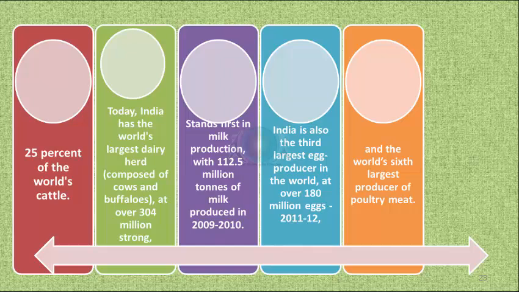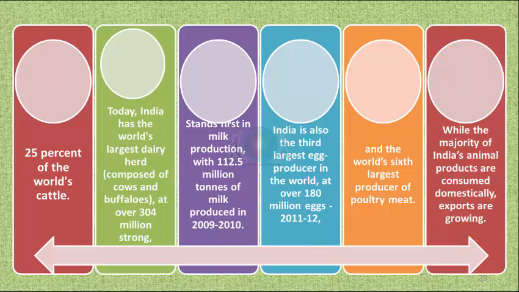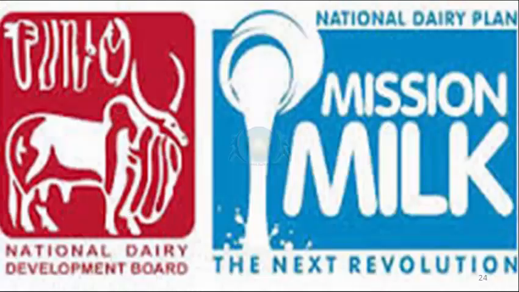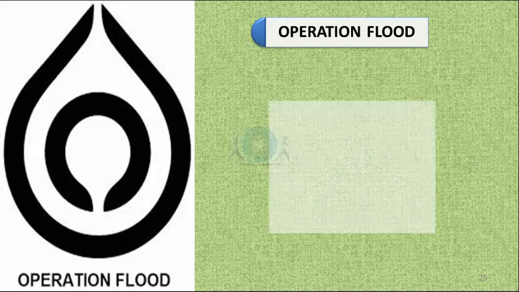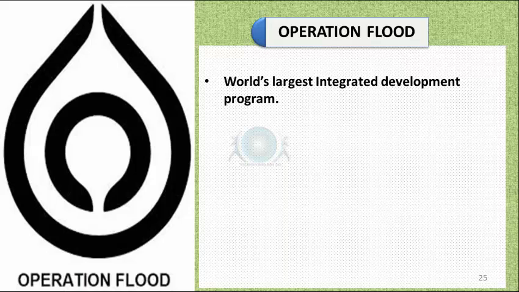The National Dairy Development Board was established in 1965 under the auspices of Operation Flood. That was in Gujarat, and it promoted a plan and organized dairy development through cooperatives in the country. Operation Flood was the world's largest integrated development program, which attempted to establish linkages between rural milk producers and the urban population. And it organized farmer-owned and managed dairy cooperative societies.